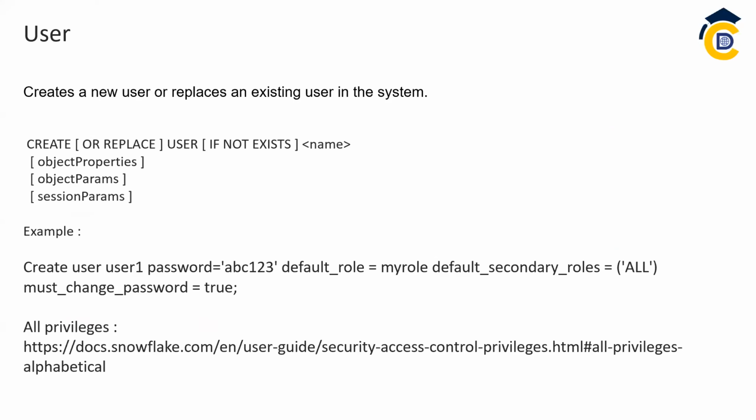Okay. Let's see the syntax of user. So how do we create a user: CREATE OR REPLACE USER IF NOT EXISTS, and then some object properties also you can assign to it. This is one of the examples: create user, then the username, you can assign a password, you can give a default role, what default role it can have in the beginning. Then, at the very beginning when he is logging in, you should ask him to change the password. That property also you can set here. Okay. So this is the syntax of creating a user.